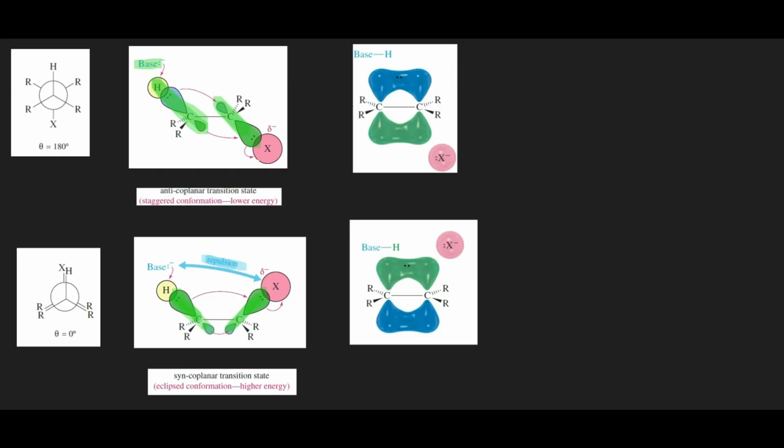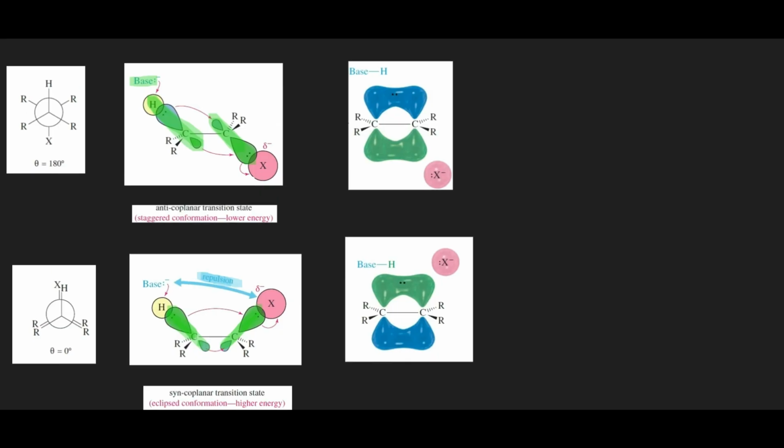In addition to the higher energy resulting from eclipsing interactions, this transition state suffers from interferences between the attacking base and the leaving group. To abstract the proton, the base must approach quite close to the leaving group. In most cases, the leaving group is bulky and negatively charged, and the repulsion between the base and the leaving group raises the energy of the syn-coplanar transition state. Thus, out of these possible conformations, the anti-coplanar arrangement is most commonly preferred for E2 elimination.